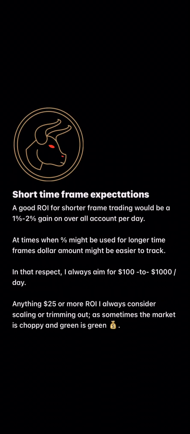When we're talking about short time frame expectations, a good ROI for shorter time frames would be about 1% or 2% gain on your overall account per day. At times, percentages may not be used for longer time frame. Dollar amount might be easier to track. In that respect, I always aim for $100 to $1,000 per day, with consideration for anything over $25 profit for scaling or trimming, as sometimes the market will be choppy, and as we all know, green is green, and you want to take things to the bank.